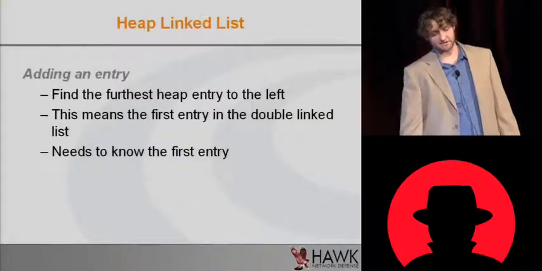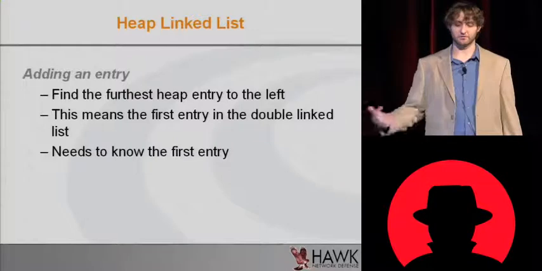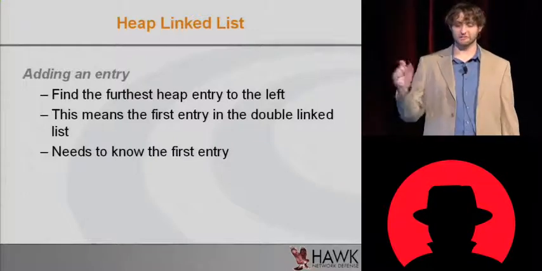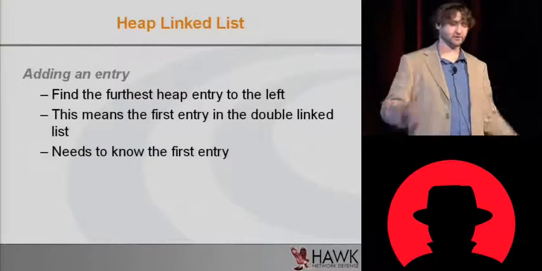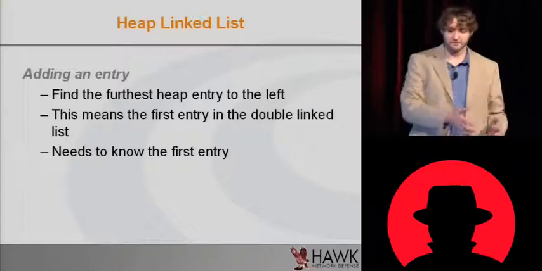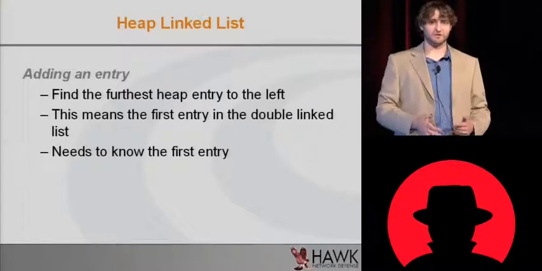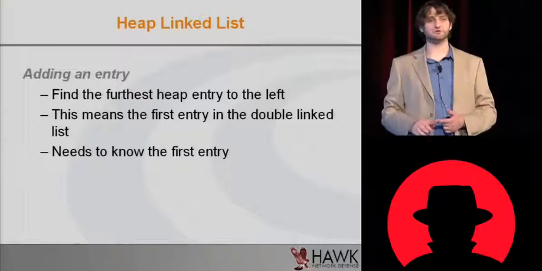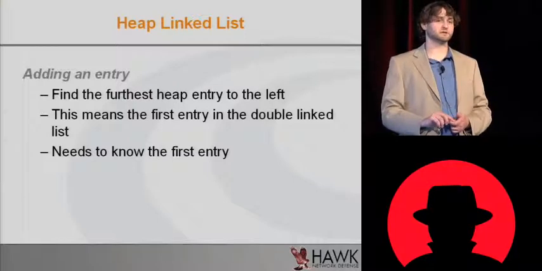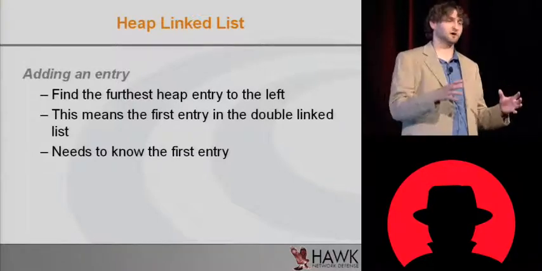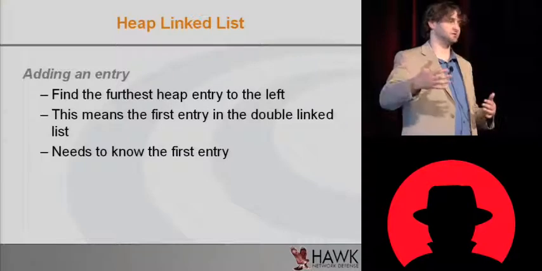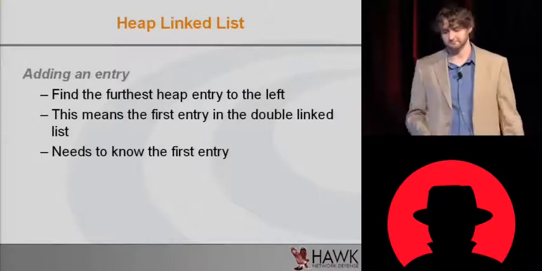So when we're adding an entry, as I mentioned, we were going to go to the furthest heap entry on the left that matches in size, and then we're going to insert this new element in the double linked list. So the heap algorithm needs to know the first entry so it can keep it contiguous and packaged well, and we're not having a bunch of gaping holes in heap, and it can help manage it a little bit better.